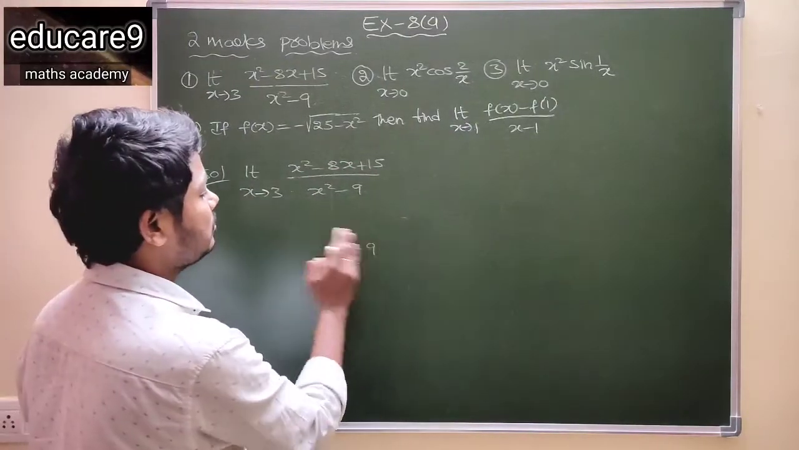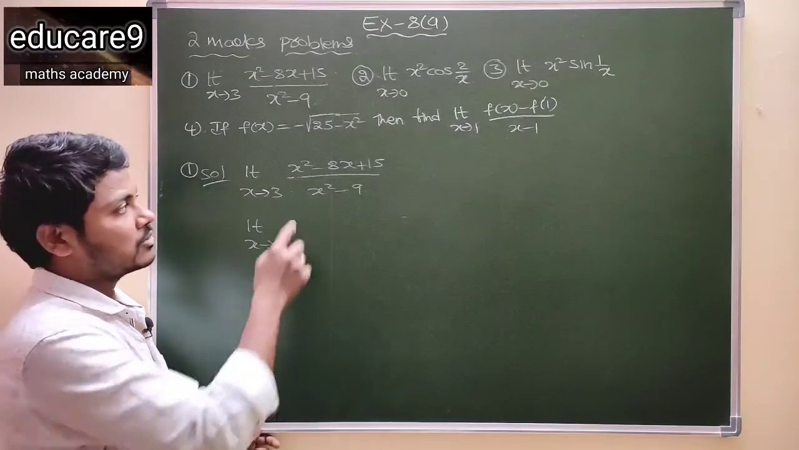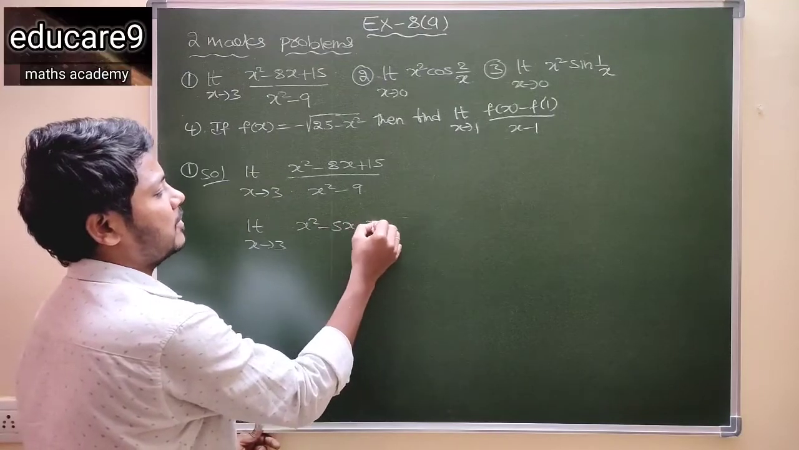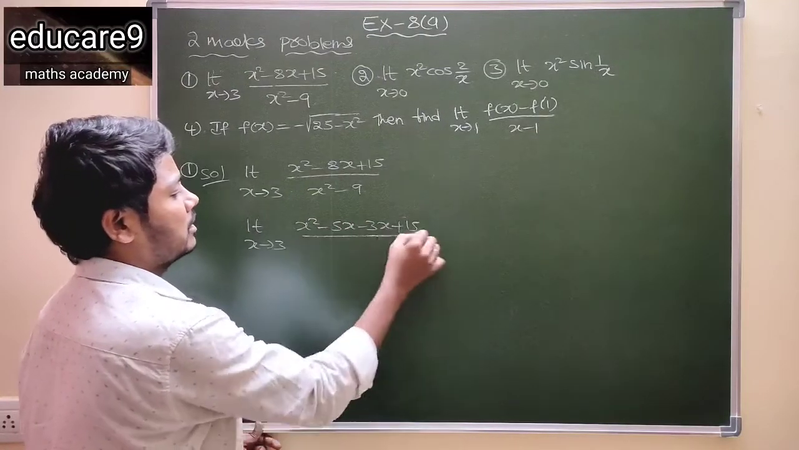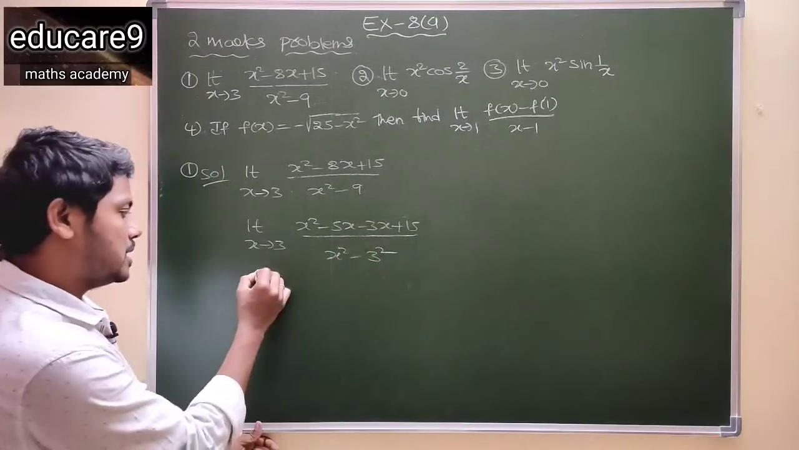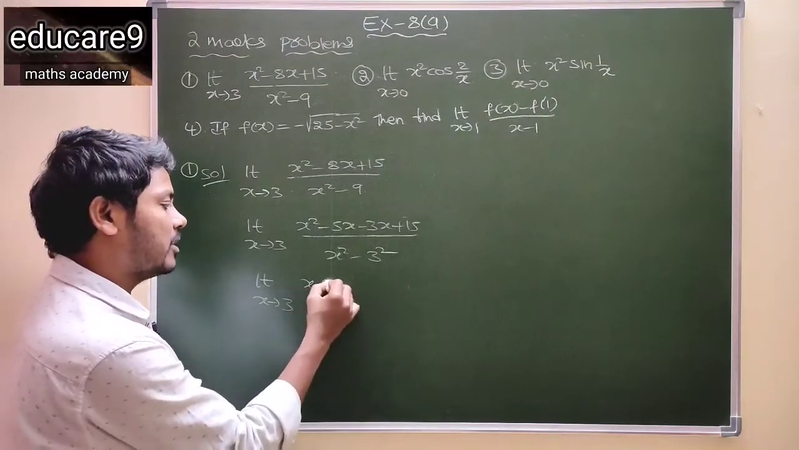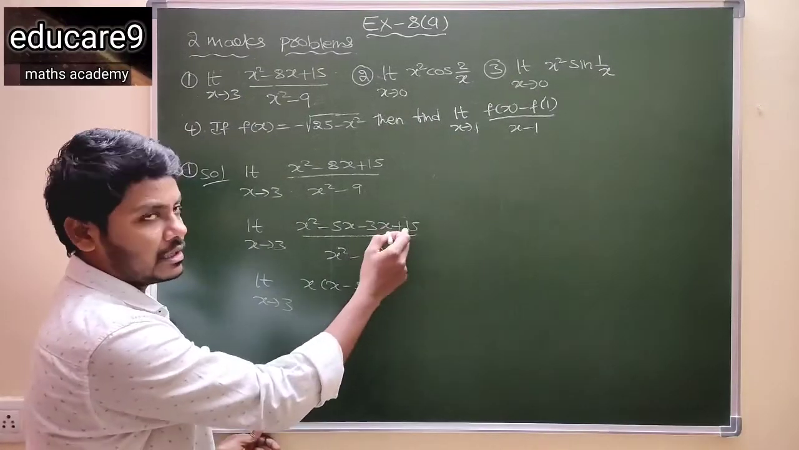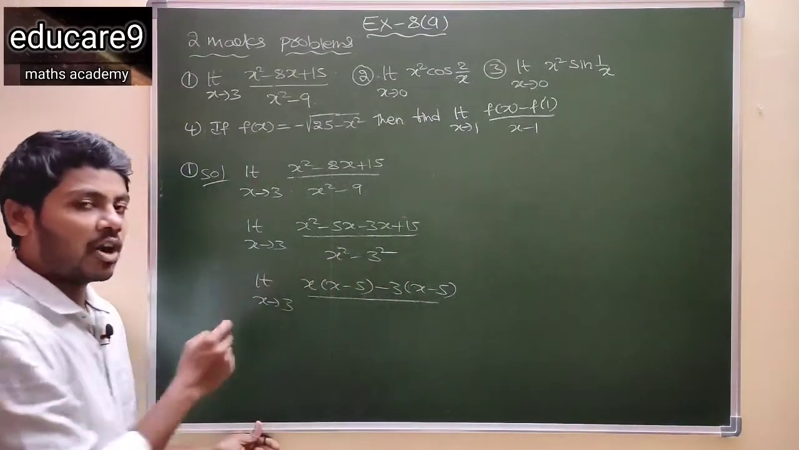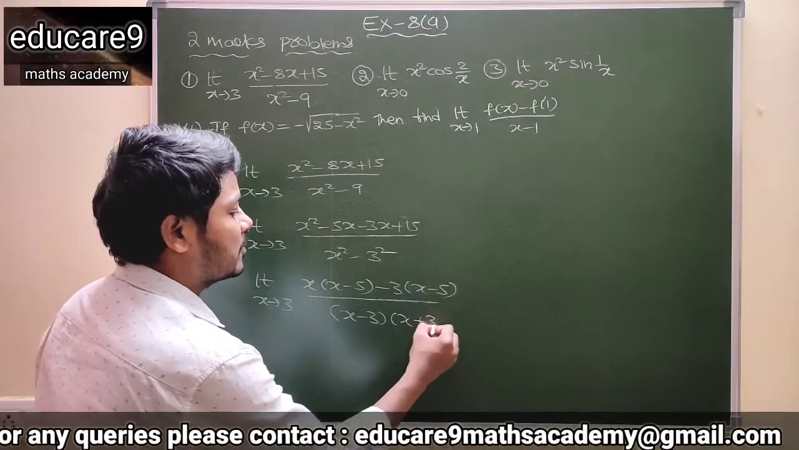So see here, limit x tends to 3. Find the factors of the numerator: x square minus 5x minus 3x plus 15, divided by the denominator x square minus 3 square. In the first two terms x is common, so you get x minus 5. In the last two terms minus 3 is common, so you get x minus 5. The denominator is in the form a square minus b square, so it can be written as x minus 3 into x plus 3.